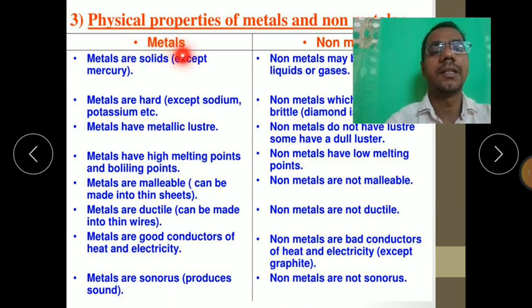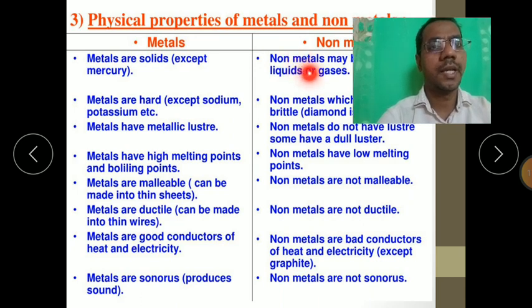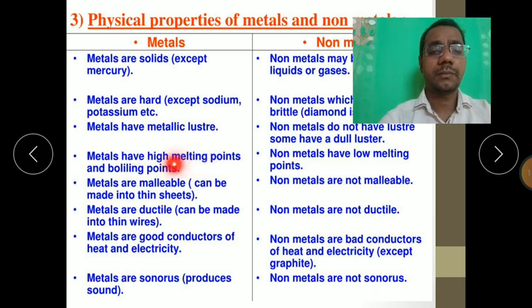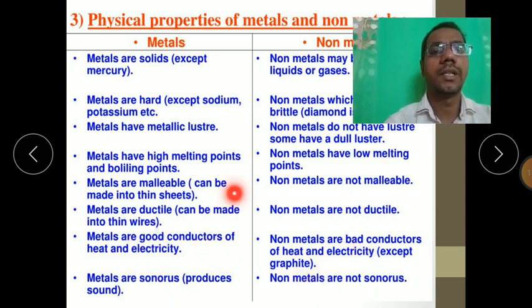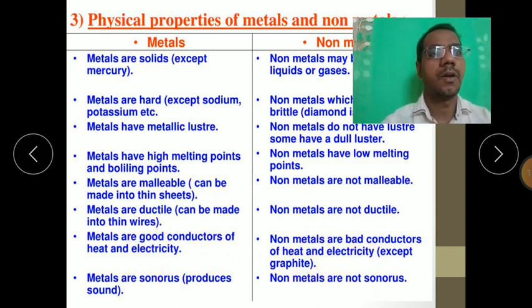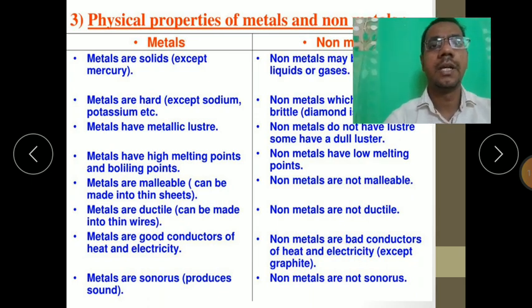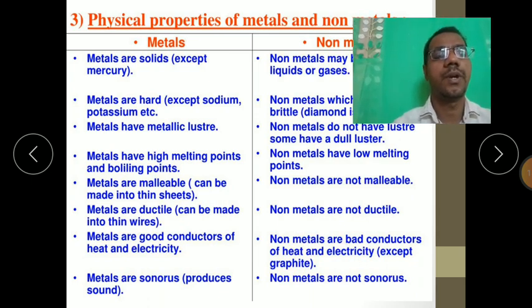They are in the solid state. Most of the non-metal compounds are in the liquid and gaseous state, and few are in the solid state. They are hard, they are soft, they have metallic luster, they do not have metallic luster, they have a dull appearance, high boiling point, high melting point, low melting point, they are malleable, non-malleable, ductile, non-ductile, sonorous, non-sonorous, good conductors of heat and electricity, bad conductors of heat and electricity. Understood? Differentiating points are very important from the exam point of view.